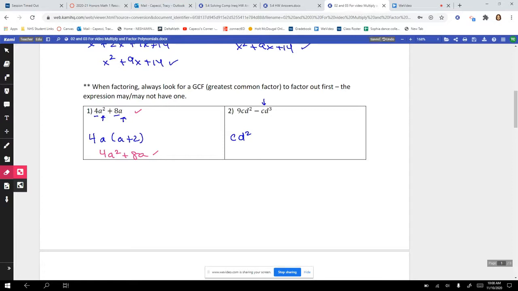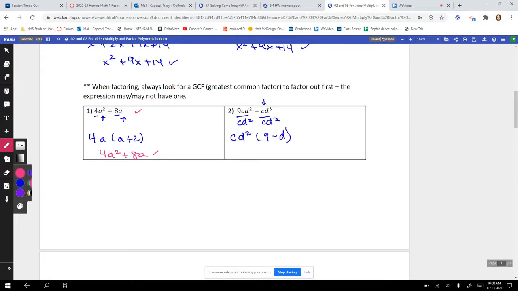Now, if it helps you, some students find that if they rewrite underneath what they're factoring out, visually, that just kind of helps them. So for number 2, when I factor out a c and then d squared, I'm only left with 9. And then I have a minus, and I'm left with the d there.